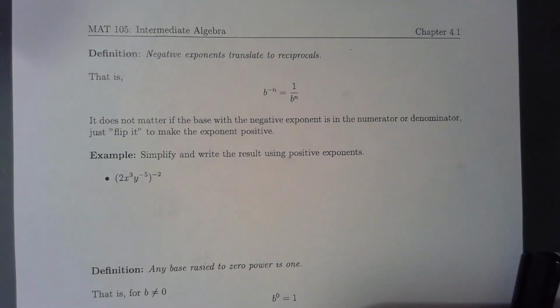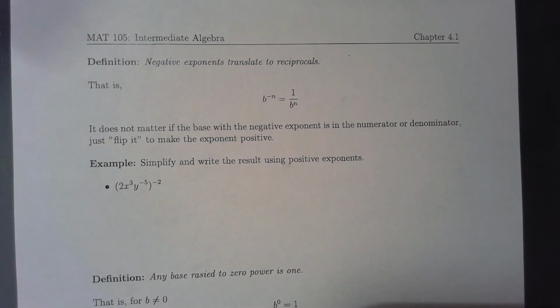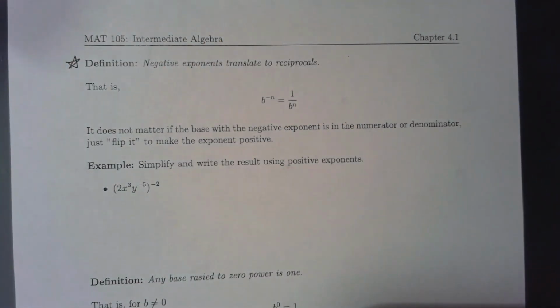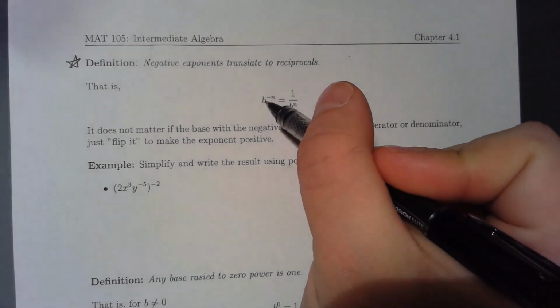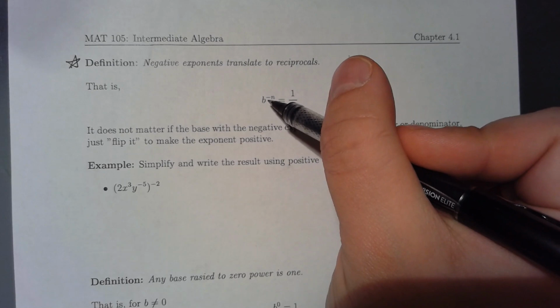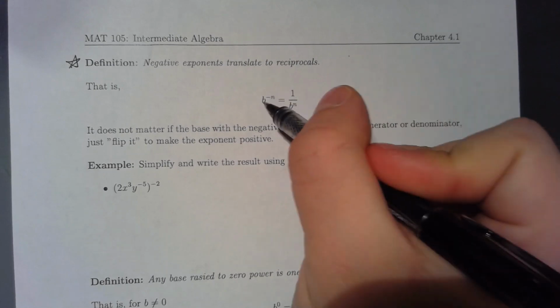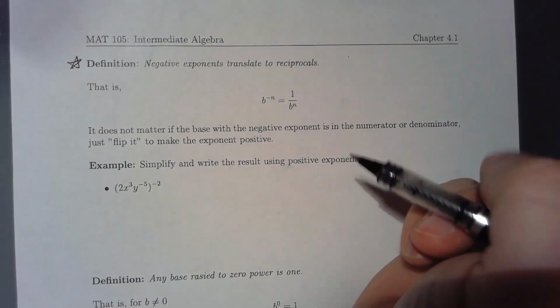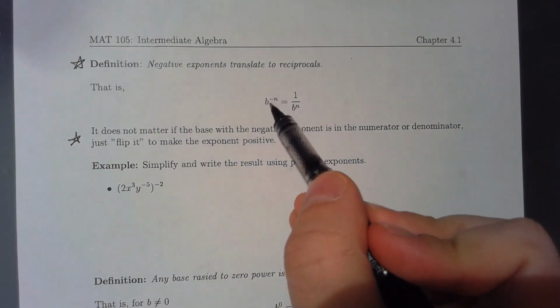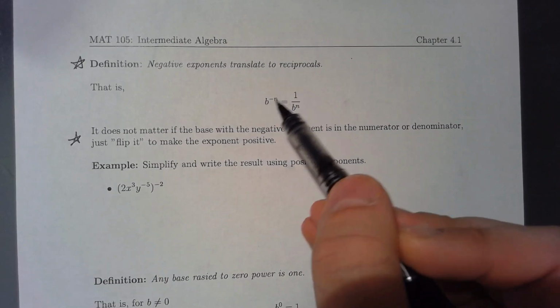So there is one more property that we should look at in 4.1, and that is looking at how we deal with negative exponents. Basically, this is the idea right here. Negative exponents translate to reciprocals. The idea behind this is that if you have a base raised to a negative number, then to make it positive, I reciprocate it. I just take this number, I just flip it, and the power becomes positive. And this note right here, it doesn't matter if this is in the numerator or the denominator, you're just going to reciprocate it to make the exponent positive.